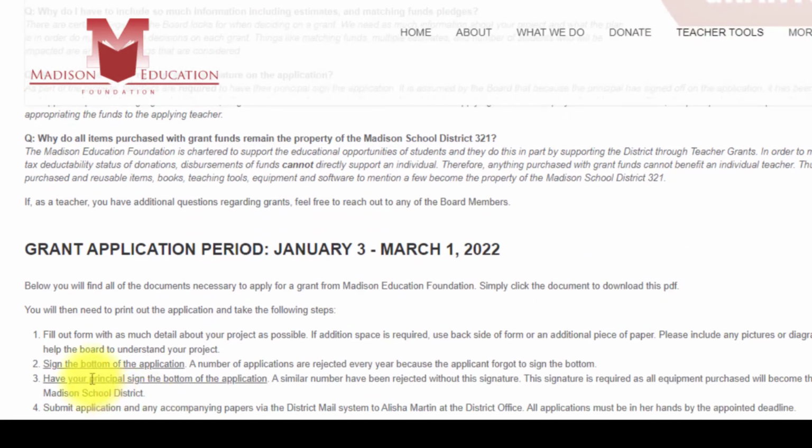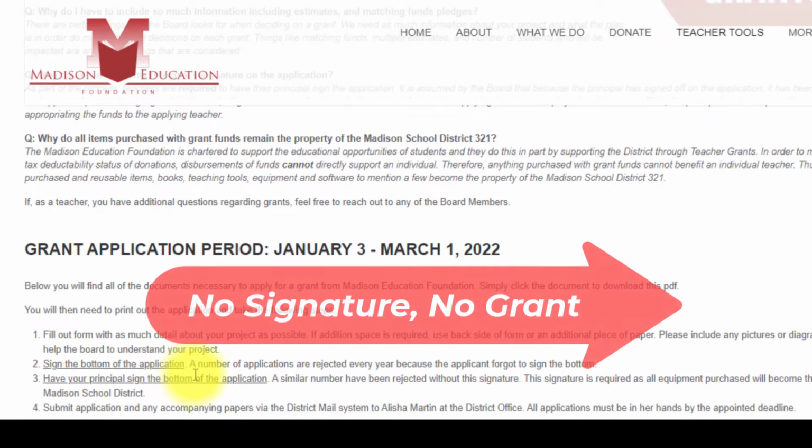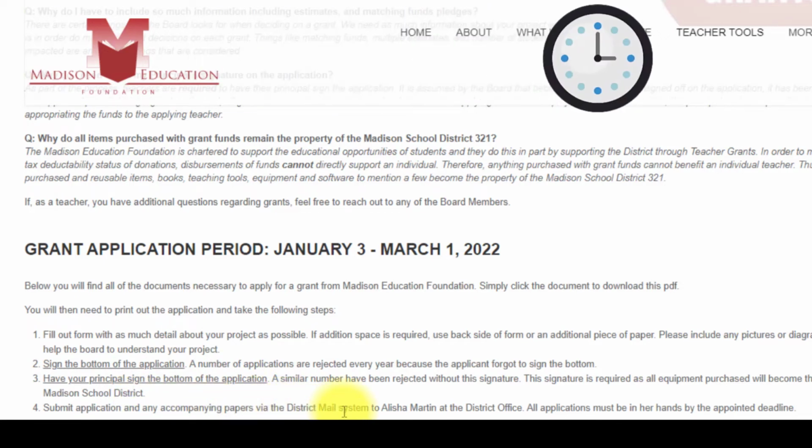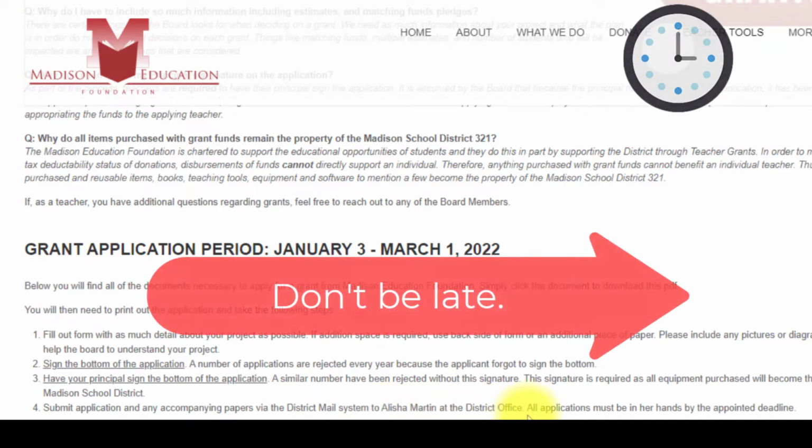Okay, now sign the bottom of the application, please. Every year, a number of applications are rejected because the applicant forgot to sign at the bottom of the page. Oh, how sad, sad, sad. Now, have your principal sign the bottom of the application and submit the application and any accompanying papers through the district email system to Alicia Martin at the district office. All applications must be in her hands by the appointed deadline. You don't want to be slow on this.